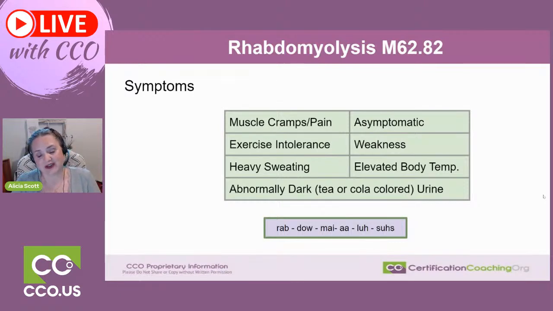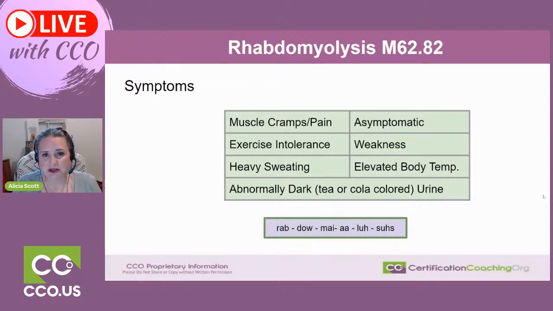Weakness, because why? We've affected the muscles. That's kind of a no-brainer, right? Heavy sweating. The body is still exerting itself and trying to compensate. It's like pushing against a brick wall and it's not going anywhere. So you keep excreting that effort and thus sweating. Elevated body temp. Again, you're burning energy. The muscles are trying to work, and kind of also think of a car squealing its tires and not getting anywhere. And then again, back to the kidneys, abnormally dark tea colored urine.